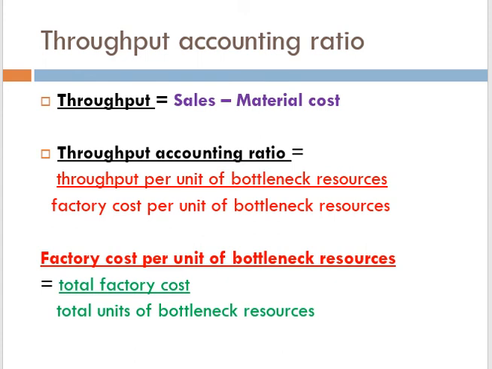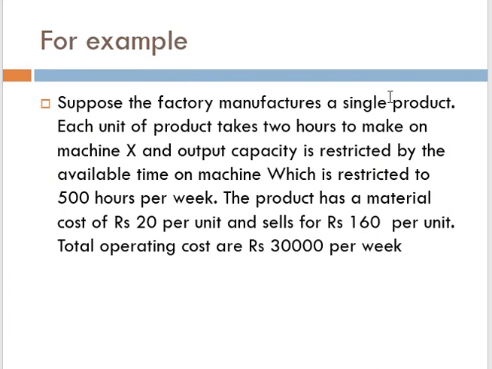The sales given in the question: a factory manufactures a single product. Each unit of the product takes 2 hours to make on machine X. So each product will spend 2 hours, and the output capacity is restricted by the available time, which is restricted to 500 hours per week. So only 500 hours can be worked in 1 week. The restriction is given here, which is the bottleneck issue.